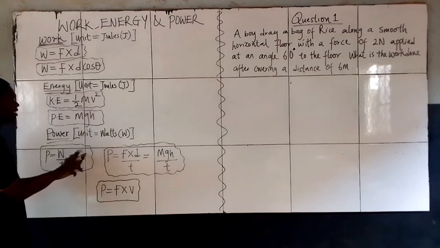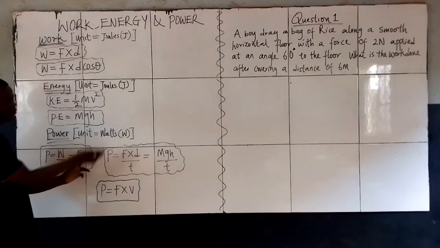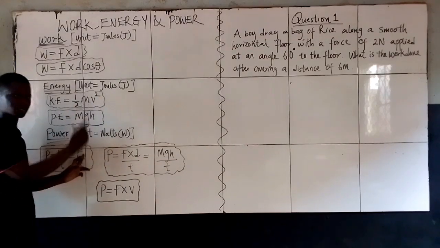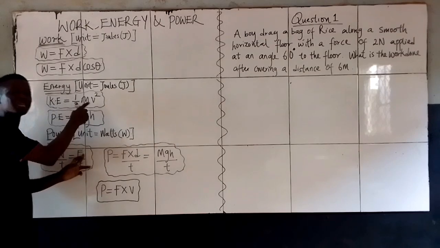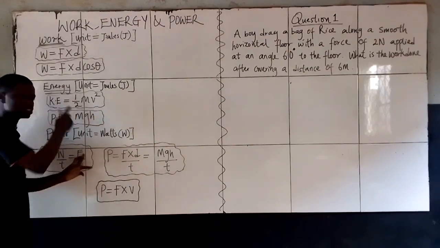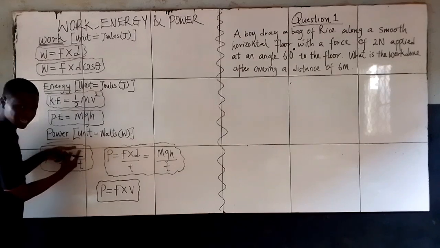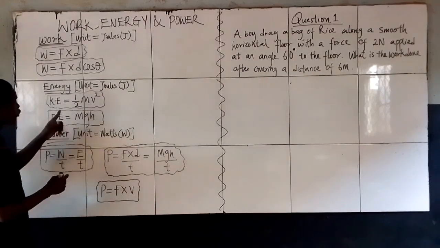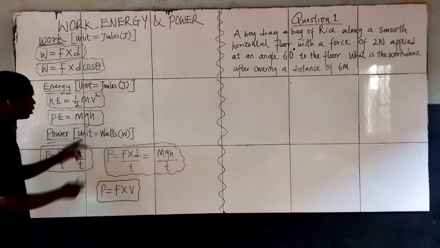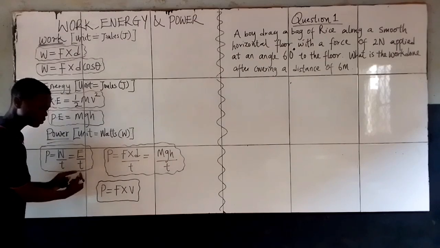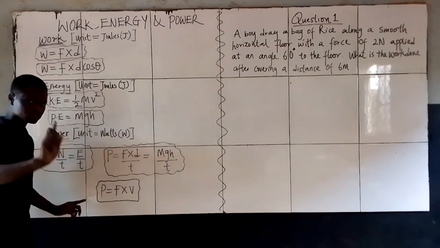Now this energy is the answer you get from either of these. So if you have calculated the energy, let's say the kinetic energy, and you are asked to find the power in a certain time, it's simply the energy over the time. If it was potential energy you calculated, it will be the potential energy over the time.